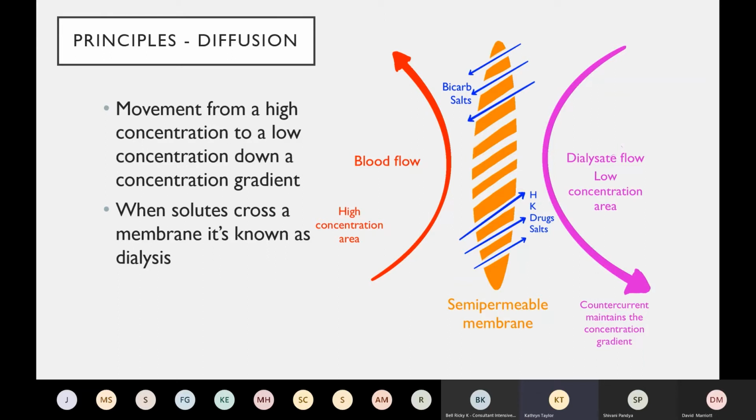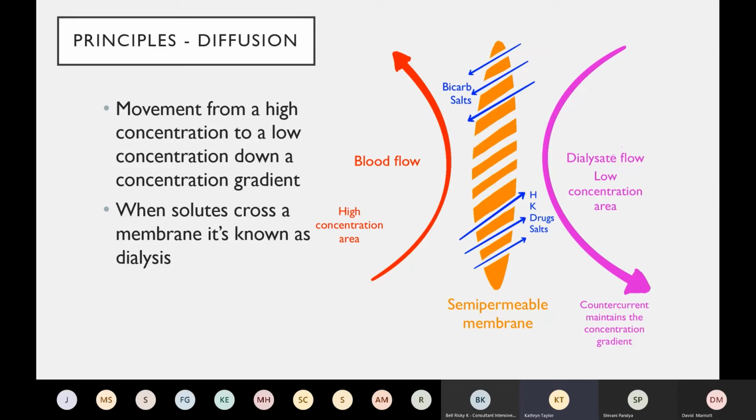So the first principle to think about is diffusion. Diffusion is movement from a high concentration to a low concentration, down the concentration gradient. And when solutes move like this, especially across a membrane, it's known as dialysis. In the middle, we've got the semi-permeable membrane, which we will talk about a bit later. On one side you have the blood flow, where you have the high concentration area. And on the other side, you have the dialysate, whose makeup you choose depending on what you want to remove or put into the blood. They're put in a countercurrent formation to simulate the anatomy of the renal vasa recta and the loop of Henle, and that ensures that you've still got the difference in concentration gradient each way.